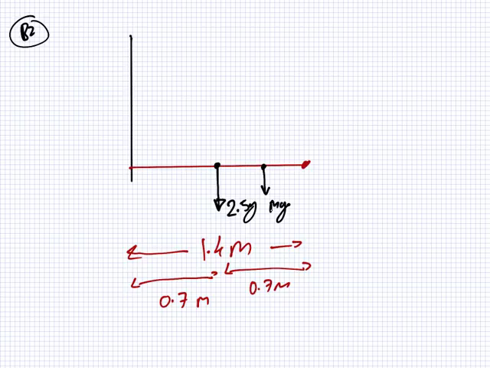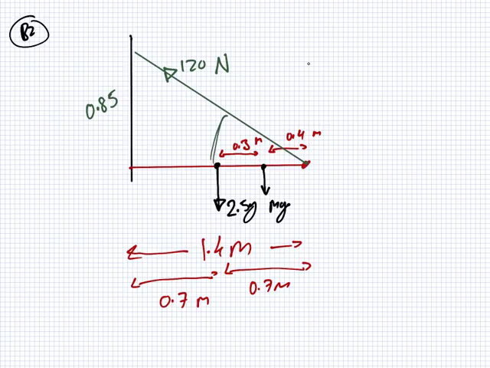Do we know where it's hung? Yeah, 0.8 meters from the end, because the sign is 0.8 long. So that means this distance here is 0.4, and this distance here is 0.3, to the middle. And also there's this rope here with 120 newtons. We know that this is 0.85, so I can actually know this big angle here. The theta will be tan inverse 0.85 over 1.4. Can you just tell me what that is, please?